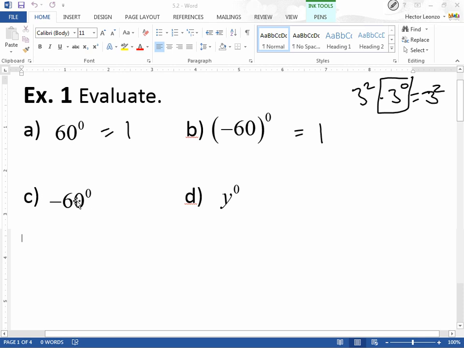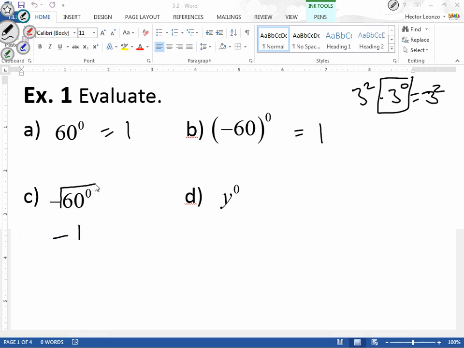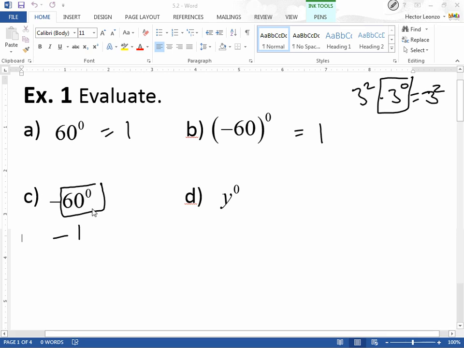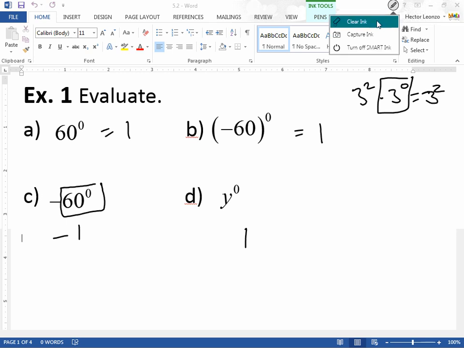Now, looking at C, my answer in this case will be negative 1. And the reason why, because the 0 powered only goes to the 60. Notice how in my example B, I had the negative inside the parentheses, so the exponent of 0 did cover the negative sign. But in this case, the 0 powered only goes to 60. So I know 60 to the 0 is 1, but because of the negative outside, my answer is negative 1. For D, I'm just going to call this 1, because I don't need to know the value of y. Anything to the 0 powered is 1.